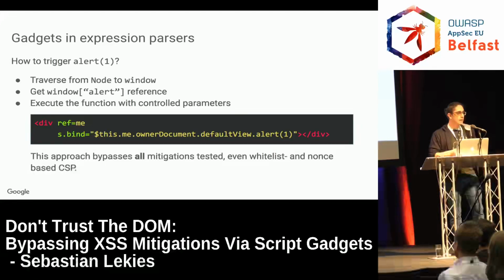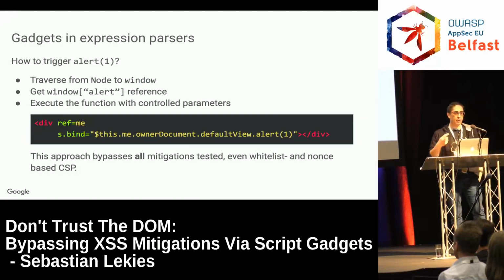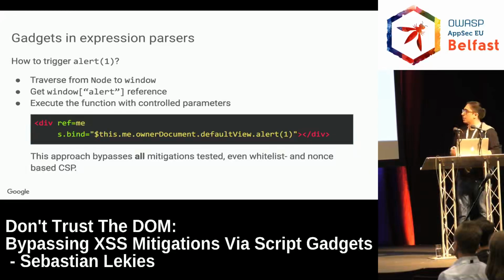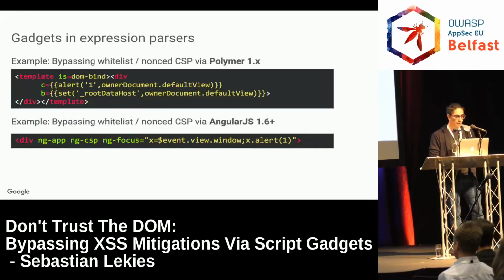Well, because essentially, that's like a code reuse attack. So we never actually created a new script element. We never actually created something that was not there before in the DOM or in the execution environment. We reused the functions that were always available, and this successfully bypasses all mitigations that we tested. Even the ones that we found more strict or most resistant to gadgets, so whitelist and nonce-based CSPs.